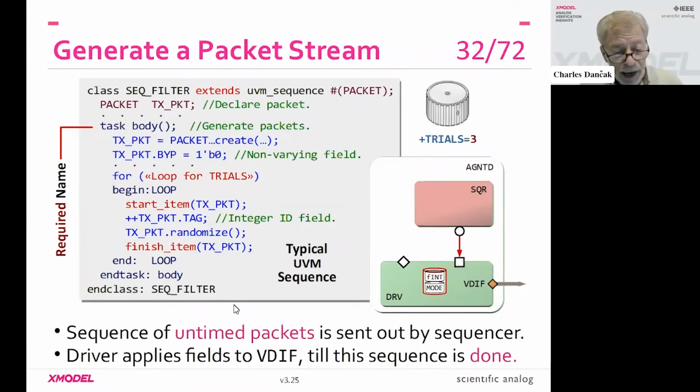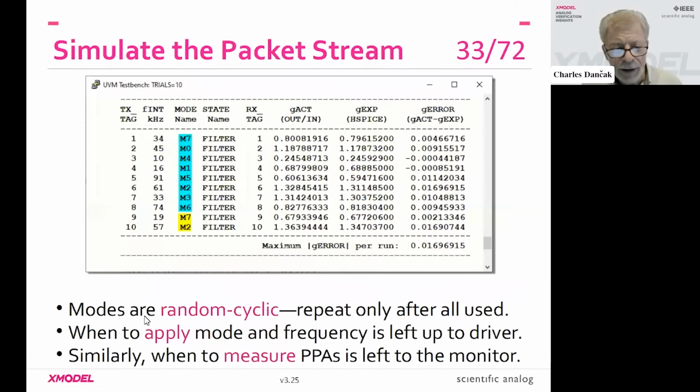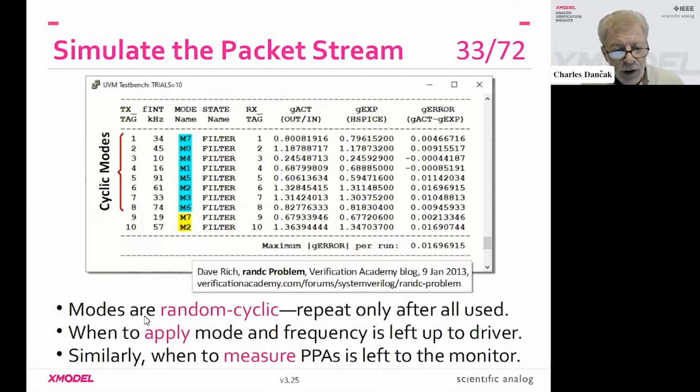So what do we get? We get a stream of untimed packets sent from the sequencer's export to the driver's port. And notice it is completely untimed. It's left up to the driver when to apply the various fields to the DUT. Here's a transcript from a run with 10 trials. And notice we're getting random frequencies and modes.